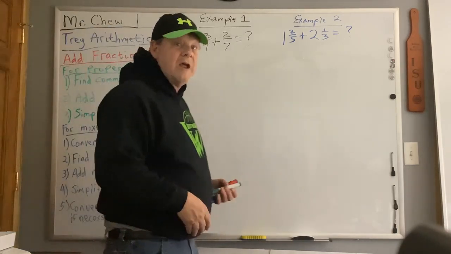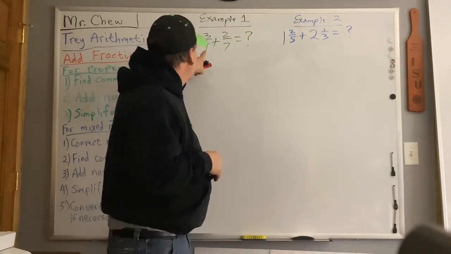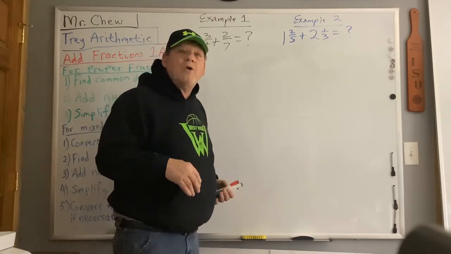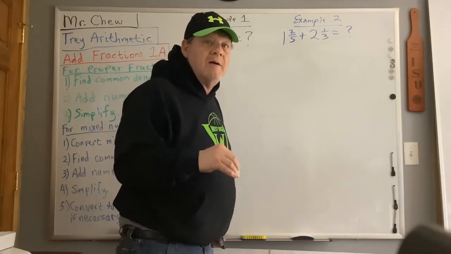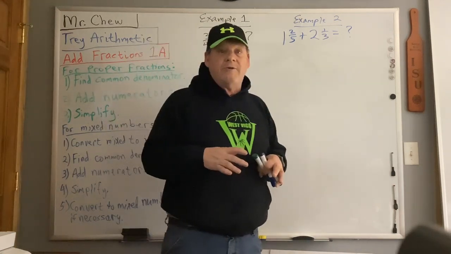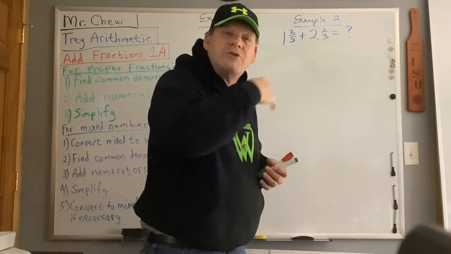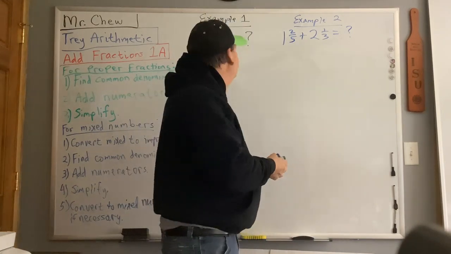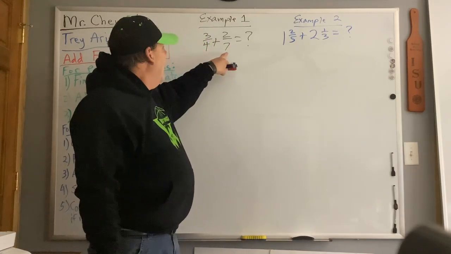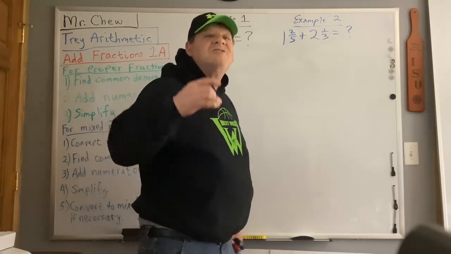So a common denominator means that the number on the bottom, that is the denominator, in this case is a 4, and in this case is a 7, the number on the bottom has to be the same. When you have a fraction, you can't add 4s and 7s together. They have to be cut into the same amount of pieces, which are your denominator fractional parts. So I have to change the 4 and the 7 into a number that is the same.